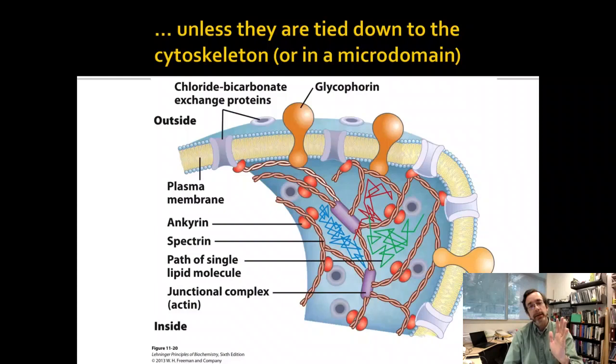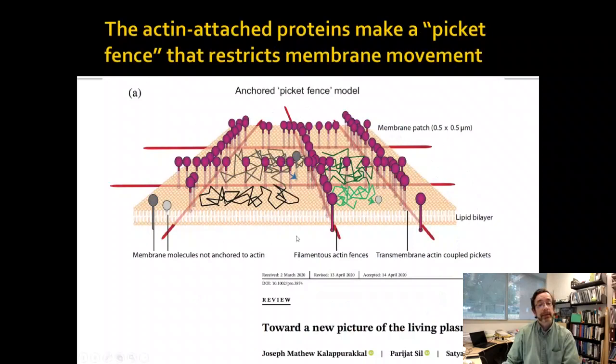effect where you have the cytoskeleton forming these little patches that appear to be free movement within the patch, but some kind of barrier to moving between the patches. And so the way they explain that is they see that there's lots of proteins attached to the actin on the inside. And these proteins go through the lipid bilayer and they form this sort of fence. It's not a completely impermeable fence, it's a porous fence, but it allows some movement, but it restricts movement somewhat.